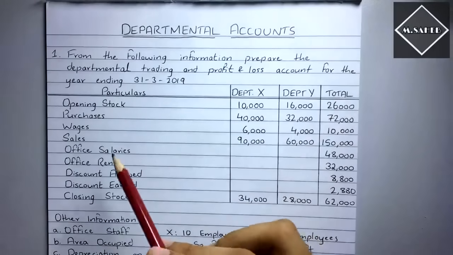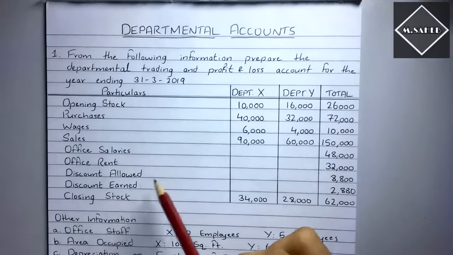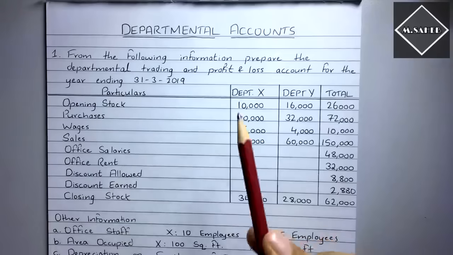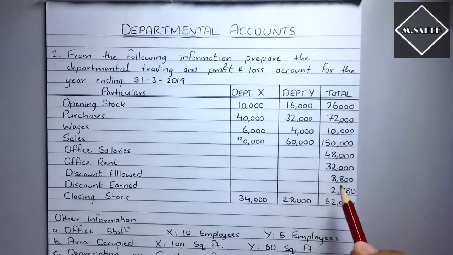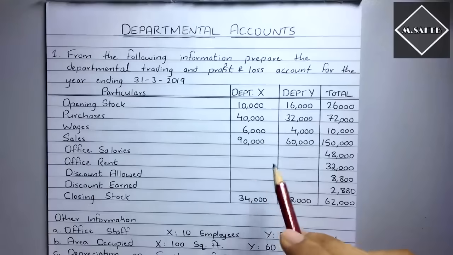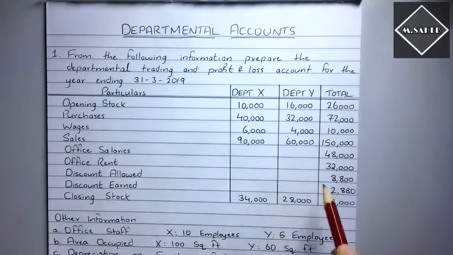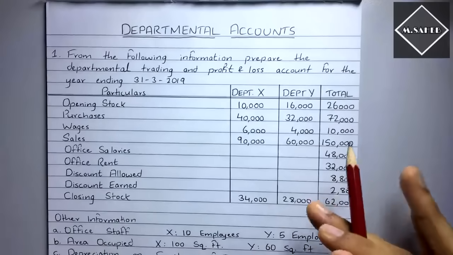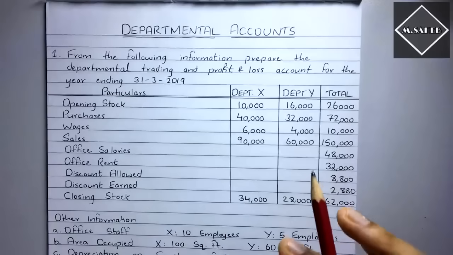But other expenses such as office salaries, office rent, discount allowed, and discount earned, that is income, these kinds of items will not be given to you separately. They have given them to you as whole amounts, but you need to distribute them. They have given you the total of office rent, total of office salaries, total of discount allowed, so you need to distribute them among the departments, here department X and department Y. We will see how to do it. It's very easy. But if you have already watched the previous video, then you have an idea, right?